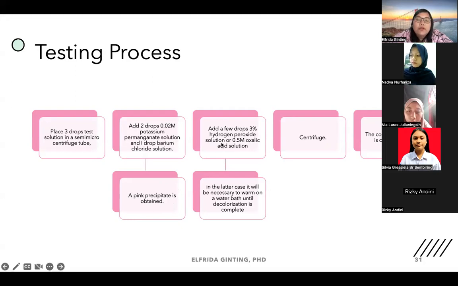Then you add 3% hydrogen peroxide or oxalic acid solution, either of these two. You can choose hydrogen peroxide or oxalic acid, and then you warm it in a water bath. Then the color will disappear.